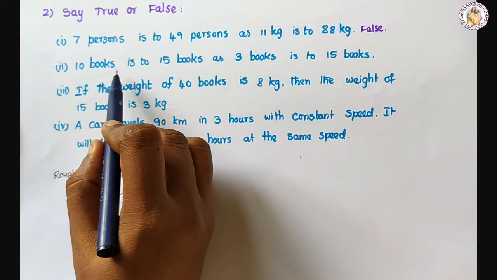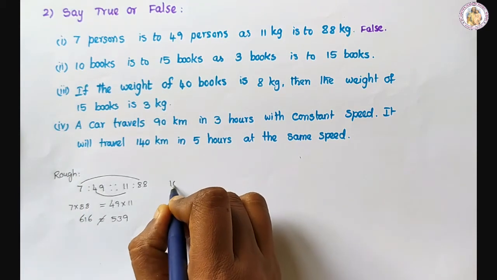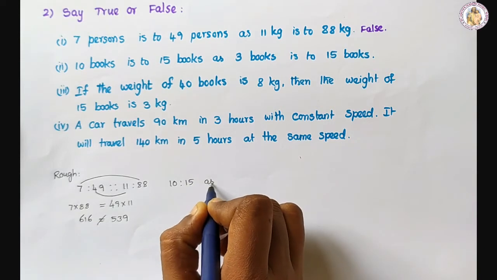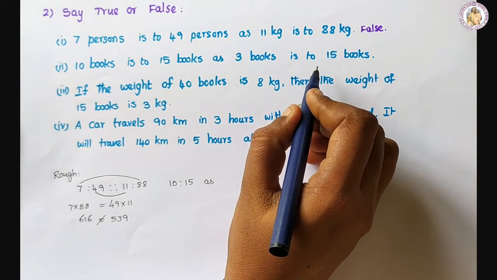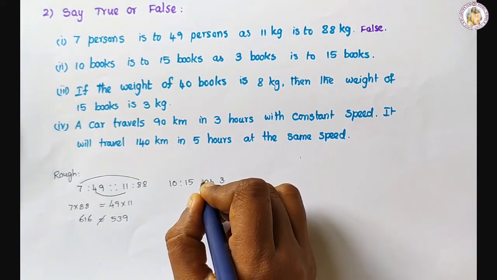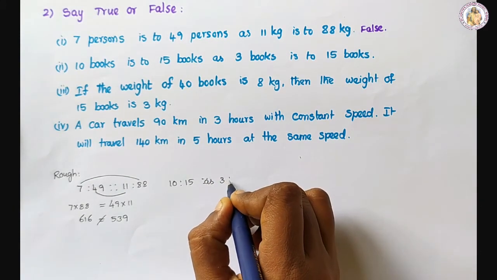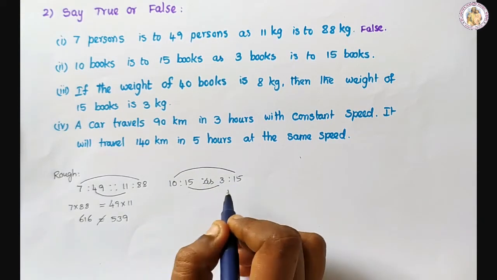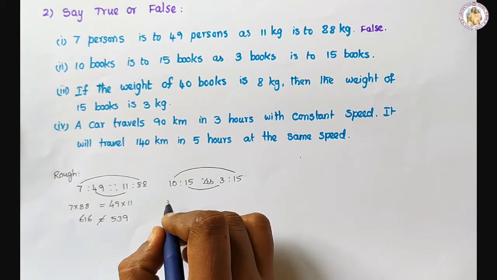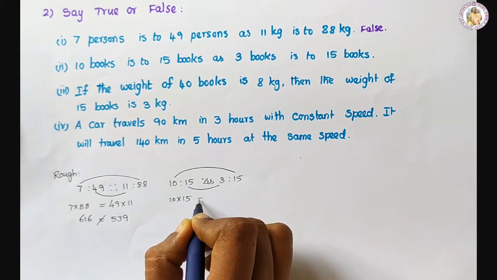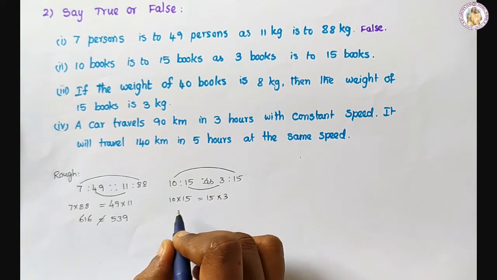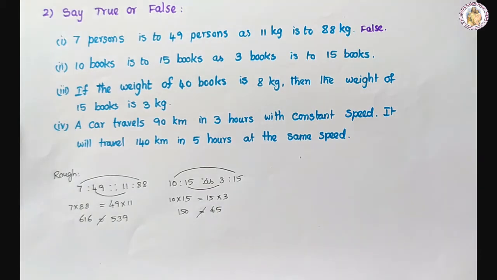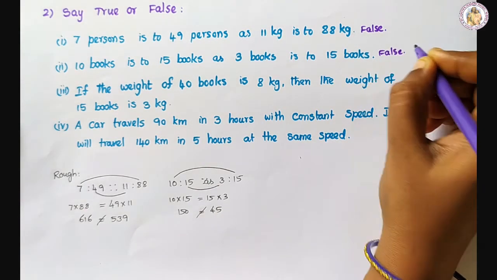Next one, 10 books is to 15 as 3 books is to 15. As means proportion. Now multiply this and this. That is product of extremes equals product of means. 10 into 15 equals 15 into 3. That is 150. Here 45. That is not equal. So here false.